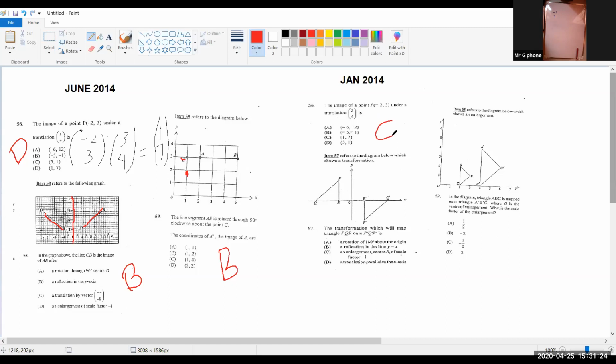So let's look at this one here. The transformation which will map triangle PQR onto P1, Q1, R1 is: a rotation of 180 degrees about the origin, a reflection in the line y equals x, an enlargement, definitely not, or a translation parallel to the x-axis. Which one do you think it is?